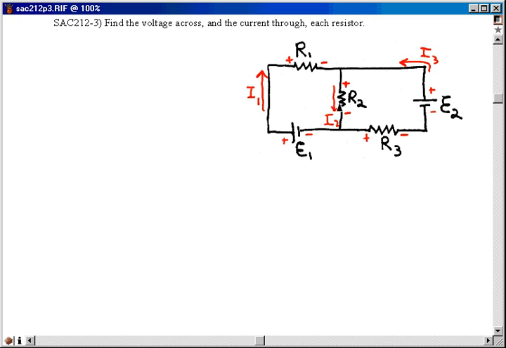I'm going to call the voltage across resistor R2 V2. Voltage across R1 I'll call V1. And the voltage across R3 I'll call V3.